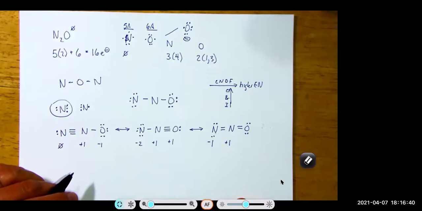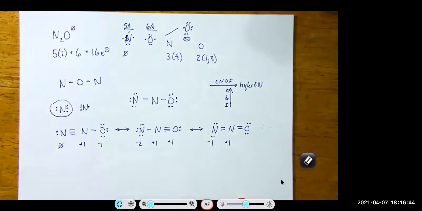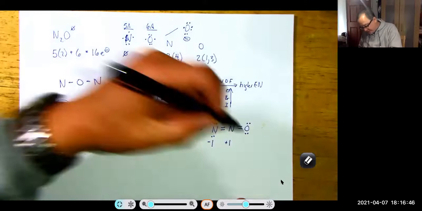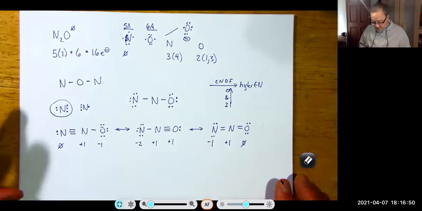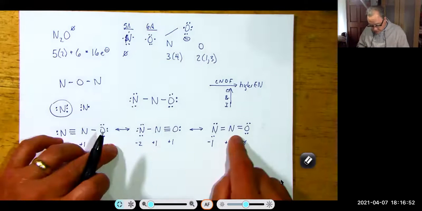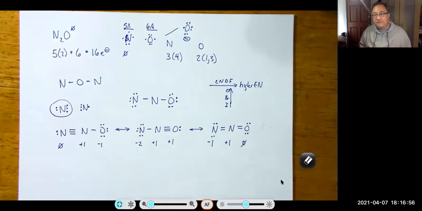And the oxygen is, what is it, 6 electrons? So it's good. Right. So it's 0. Okay, so here's how we analyze these different structures. By the way, these are called resonance structures.